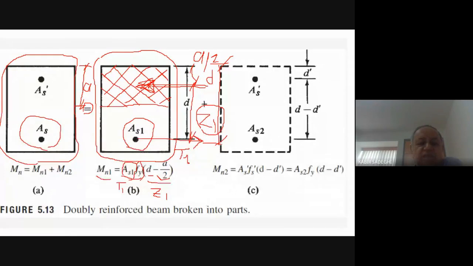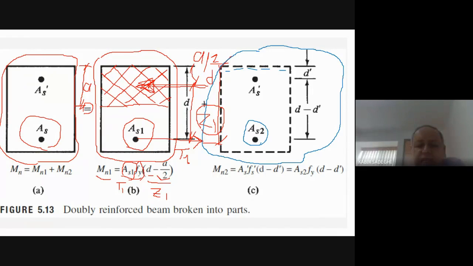This is part one that we solved before as a normal rectangular section with tensile reinforcement. Now we are adding another part, a second part, which you saw is shown by dashed lines. Why dashed lines? Because we don't have concrete here. Just we have steel, tensile steel, and compression steel. Actually, steel and steel give us one couple, one force here, that I call T2.